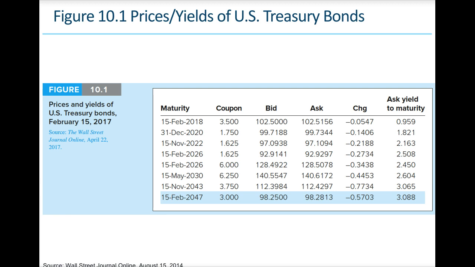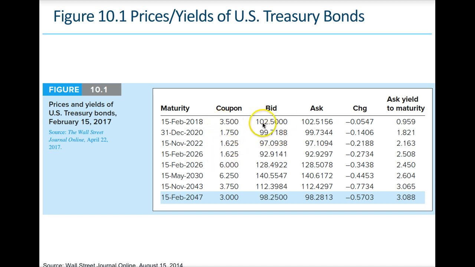Here's an example of price and yields of U.S. Treasury bonds. This is from 2017. So you can see the maturity dates of these bonds, the coupon, and these different rates. And typically you see something interesting with the longer bonds here. These have lower rates, which is interesting. And we have some short-term bonds with higher rates, higher coupons.